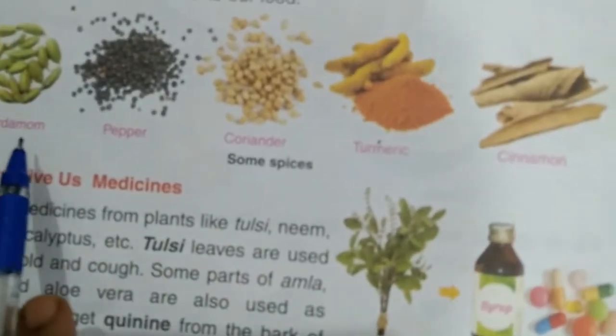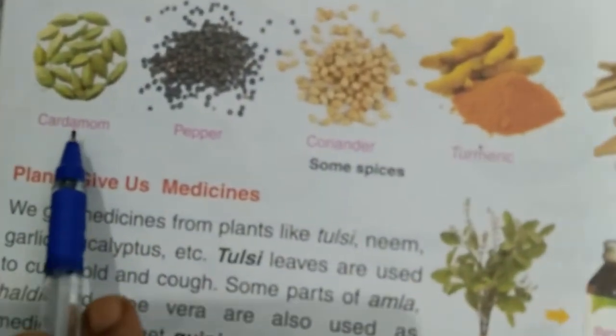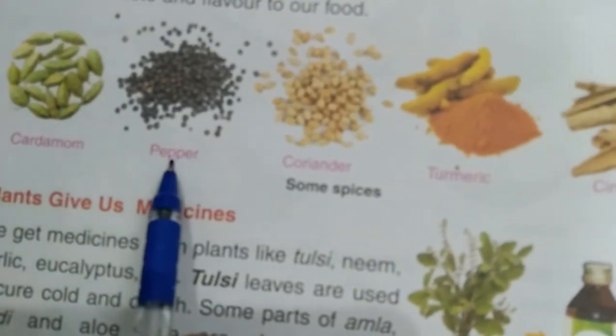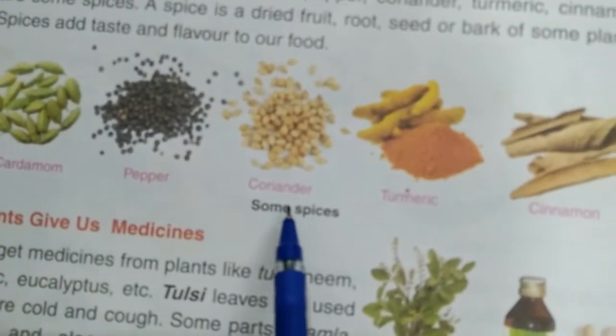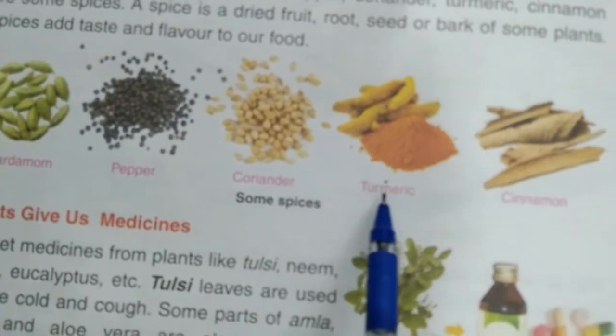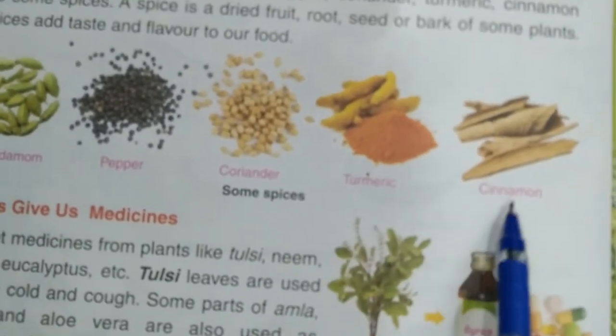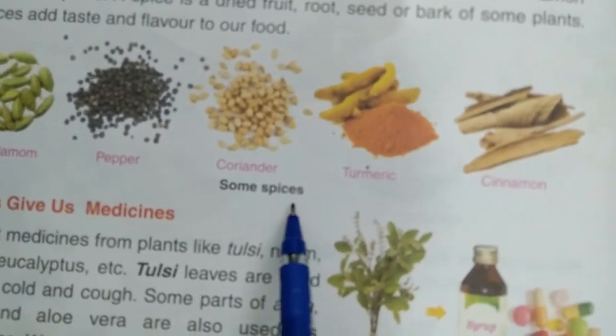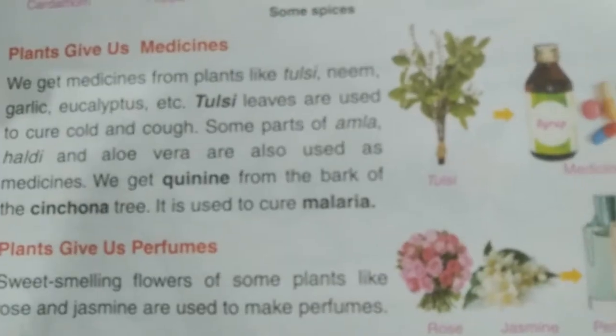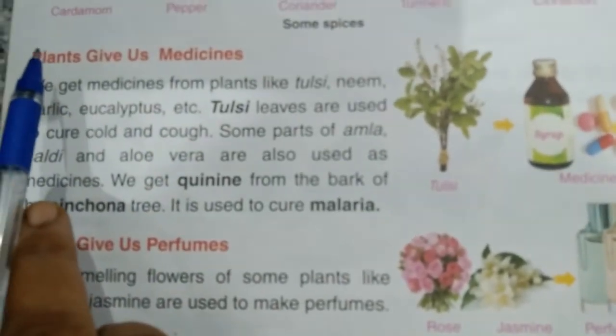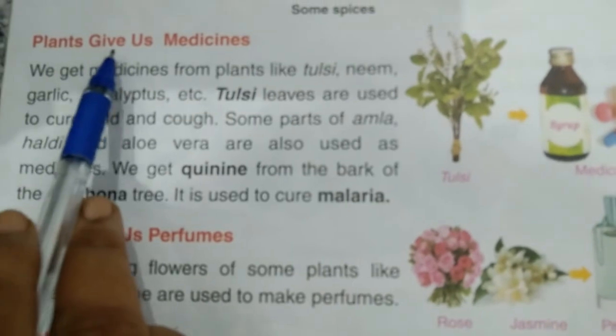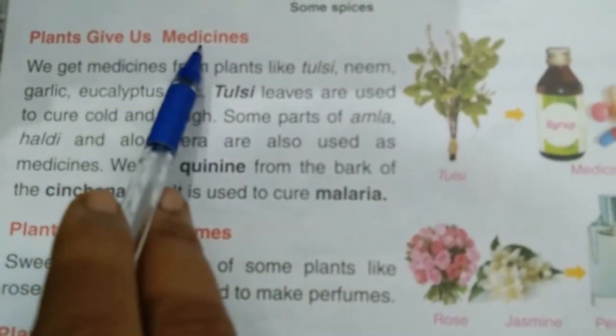Already we see these examples. The first one is cardamom. Pepper, coriander, turmeric, cinnamon are some spices. Next one, plants give us medicines.